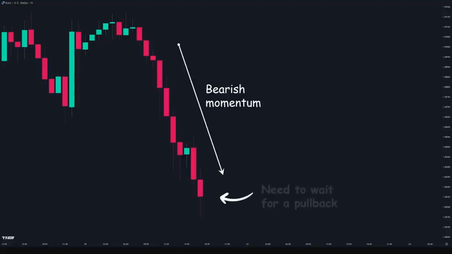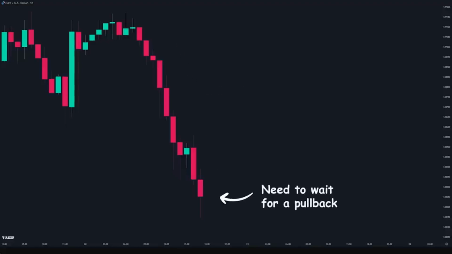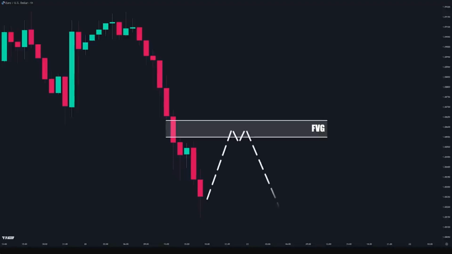We need to wait for a pullback to enter at a better price. But the question is, where? If we focus on the latest impulsive move, we can see that it created a fair value gap, which becomes our optimal trading zone. If the price retraces to this gap, it could offer a strong opportunity to go short.